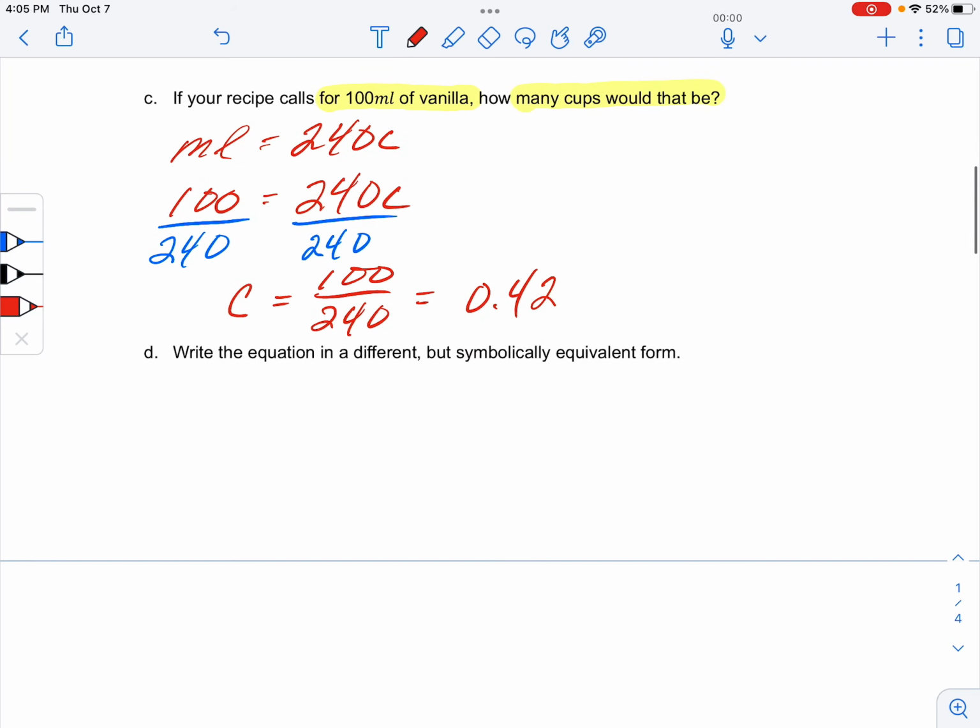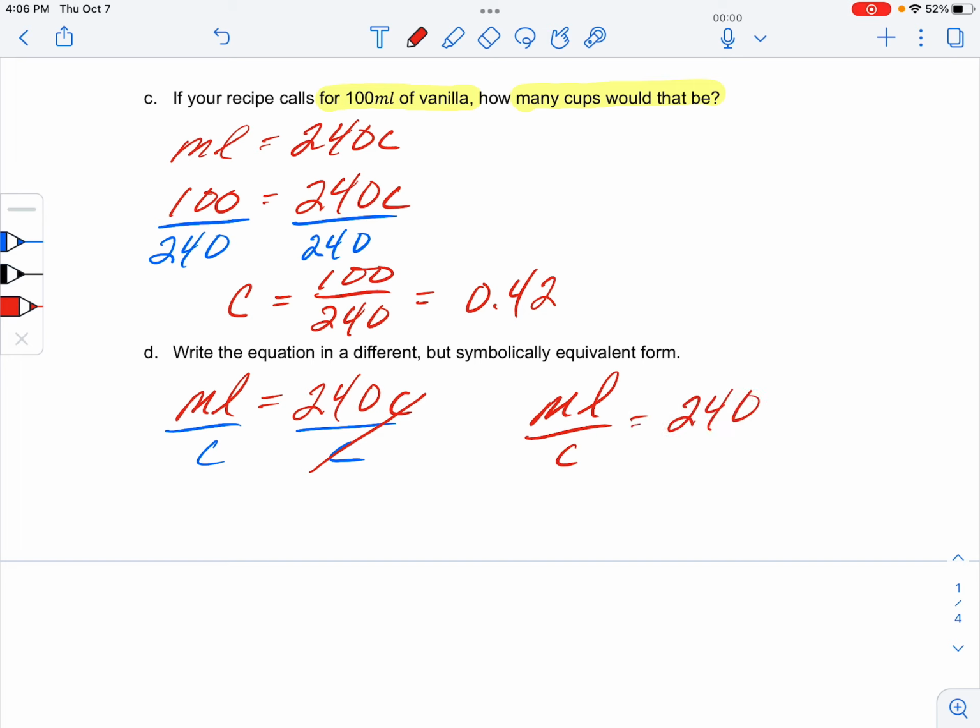Write the equation in a different yet symbolically equivalent form. What this means, and this will be a little more clear on the actual quiz, is write an equation that means the exact same thing but looks different. So our base equation is ML equals 240C. One thing we could do to both sides of this equation is just divide by C. These would cancel out, and that would give us a new equation, ML over C equals 240.